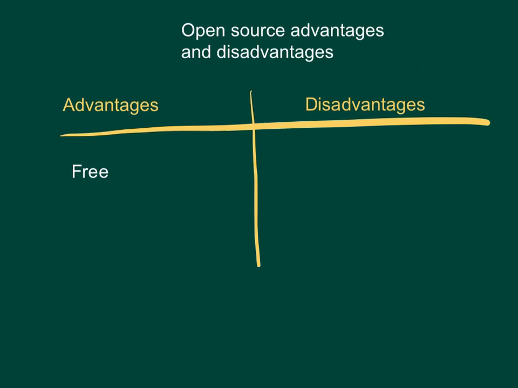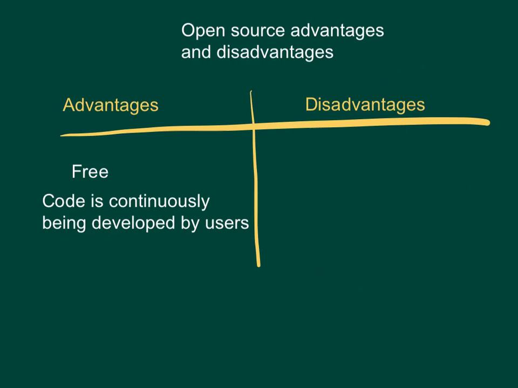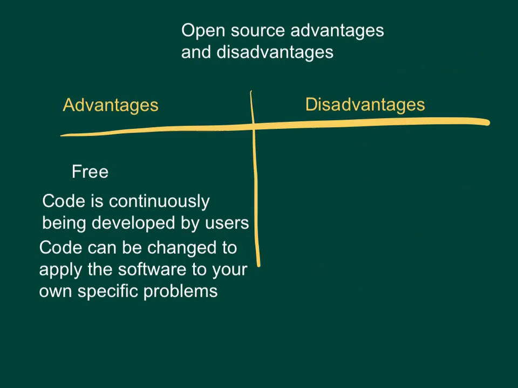Okay, we'll start off with the fact that it is free software, so obviously there's less cost for an organisation. And the code is continually being developed by users, so obviously it's improving. If people have got the permission to change things, they can make improvements and add new features. As you can change the code, you can also apply the software to your own specific problems by rewriting sections of it.